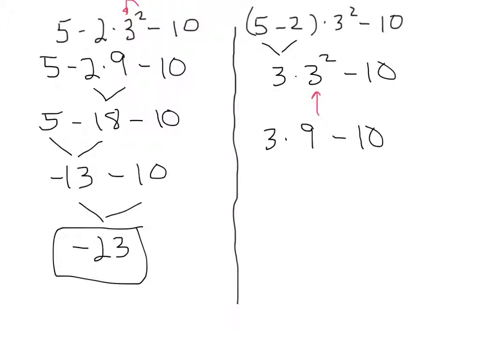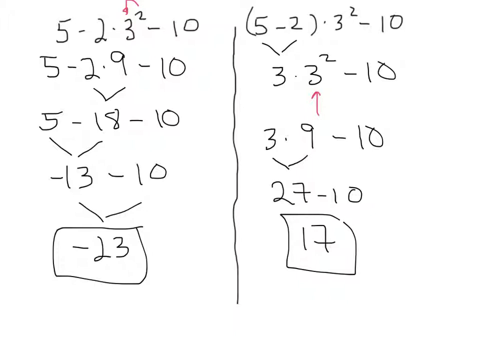Now, of course, we have some multiplication to do. So 3 times 9 is 27, minus 10. And 27 minus 10 then is 17. Note, of course, that we got two very different results from simply inserting parentheses.